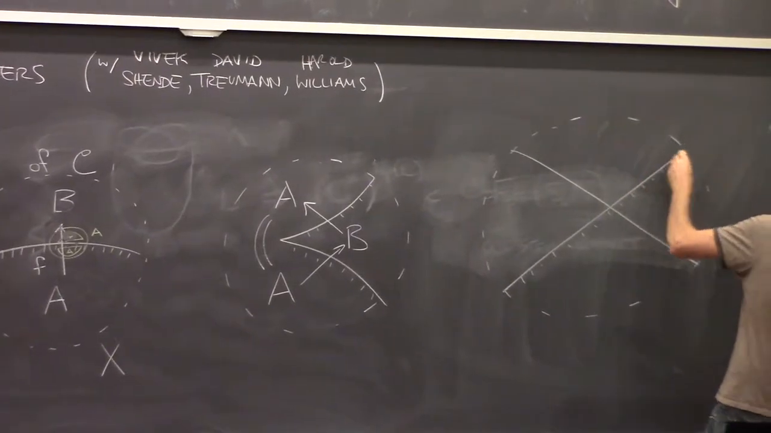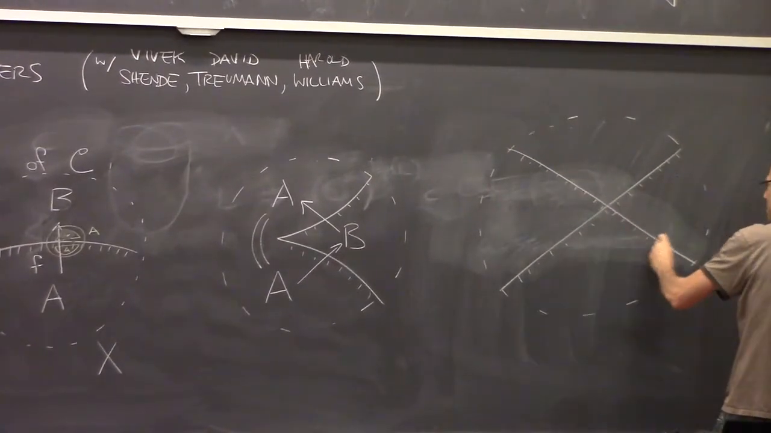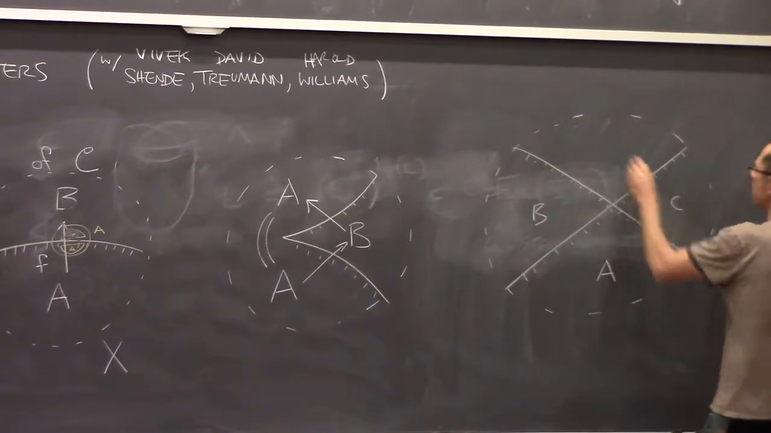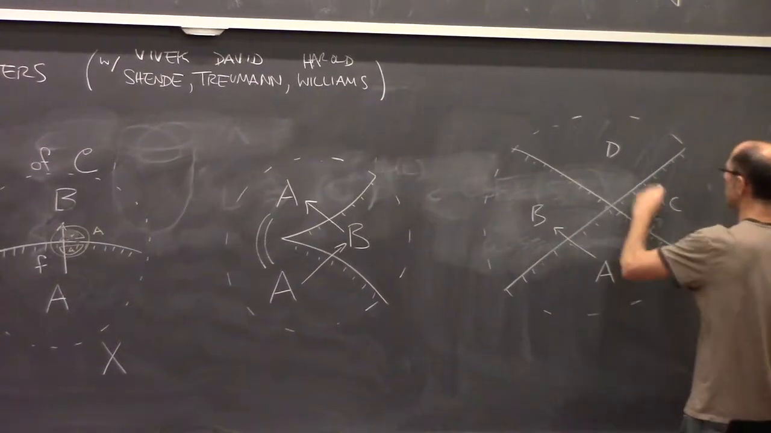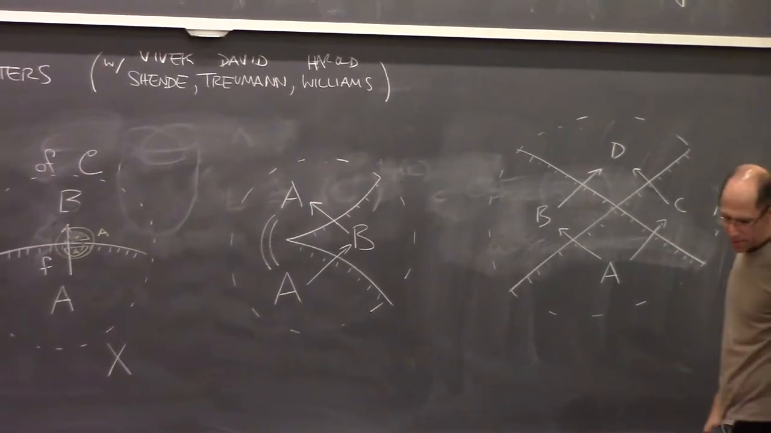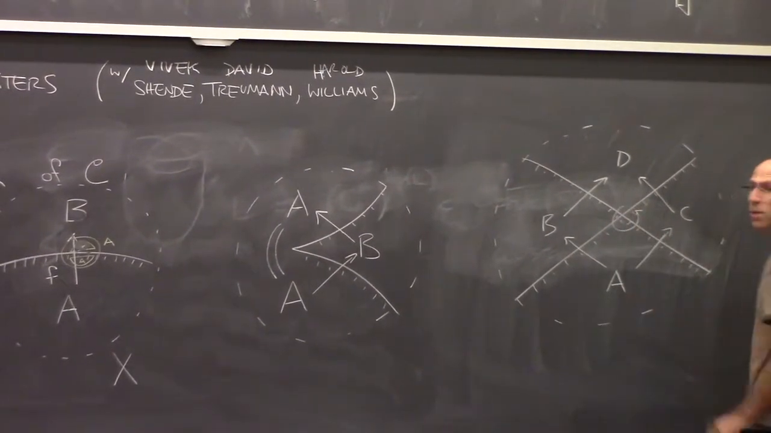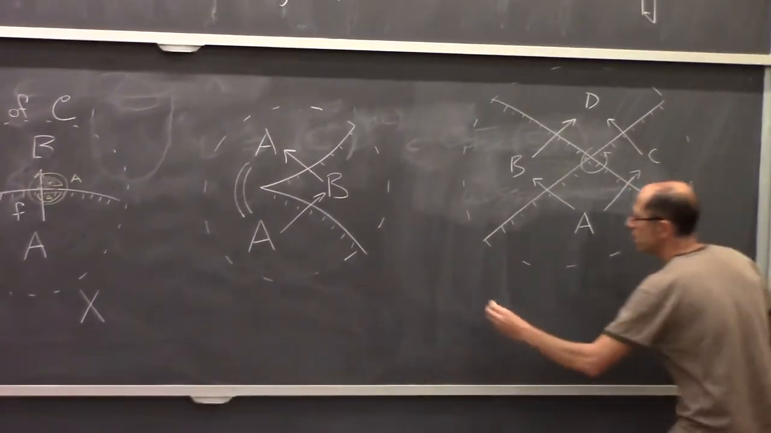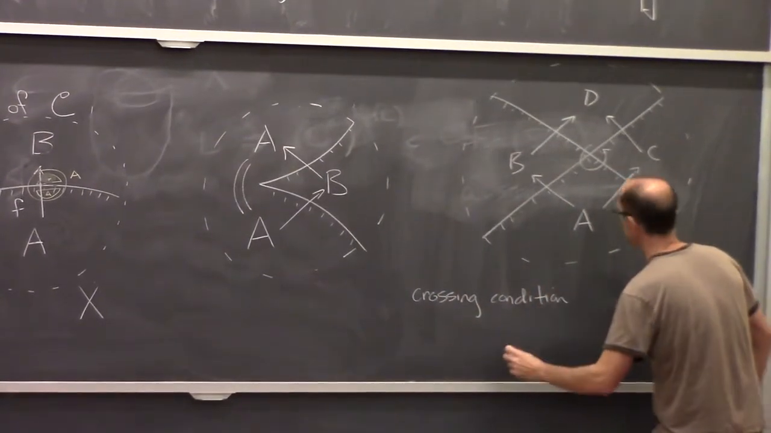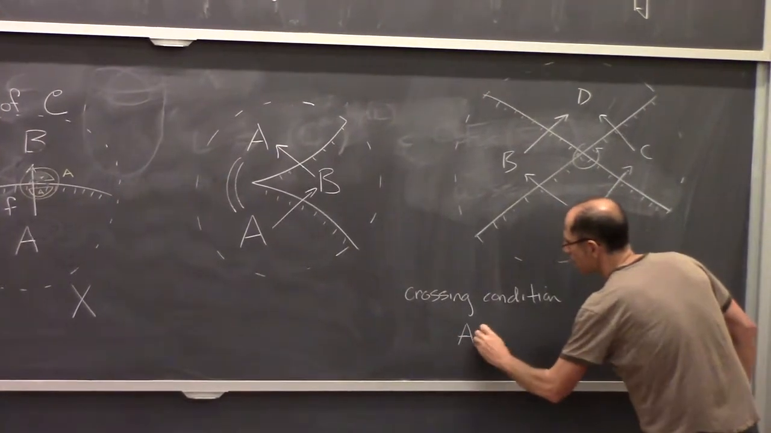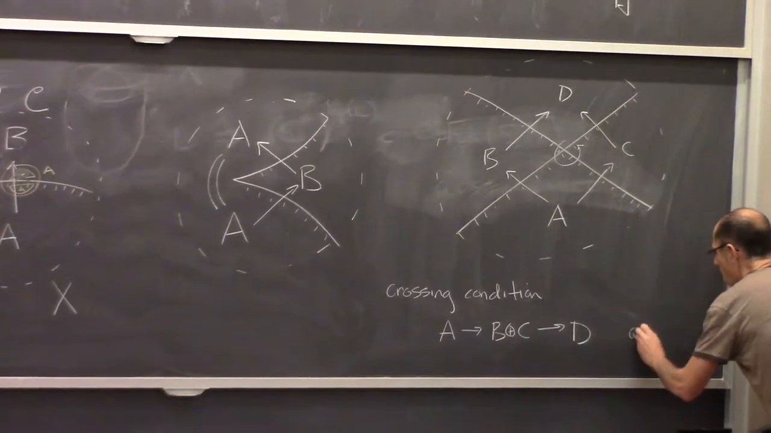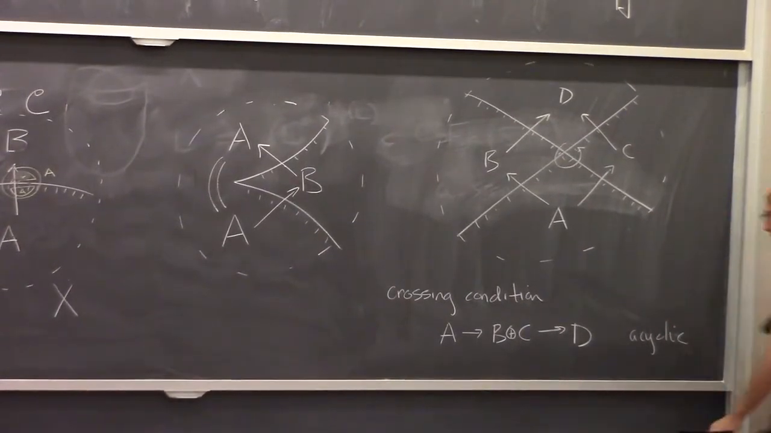And the main part, I can't use the word heart, the meat of this category is in what happens at the crossing. You have a region here, here, here, here, maps there, there, always going against the grain of the hair. And so you have that diagram, and it commutes. But there's an additional condition, which we might call the crossing condition, which is that the complex that you build in this diagram is exact. There's no problem.